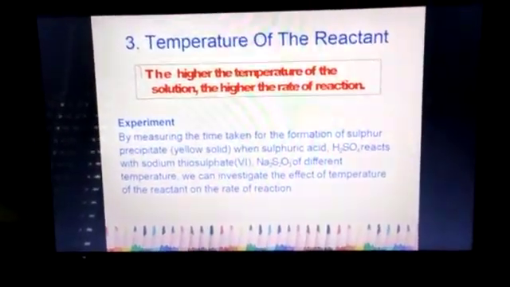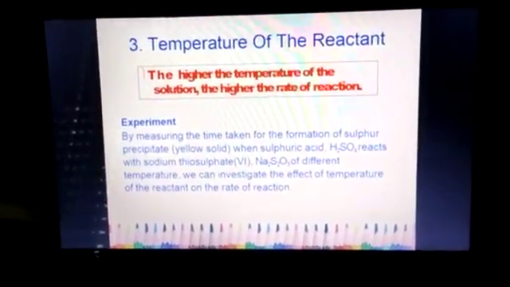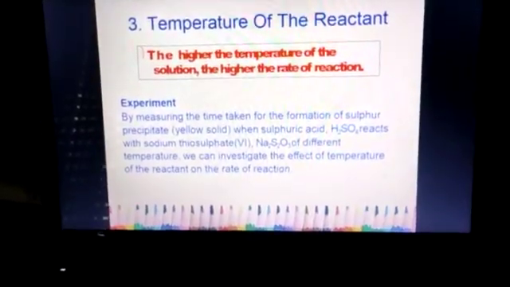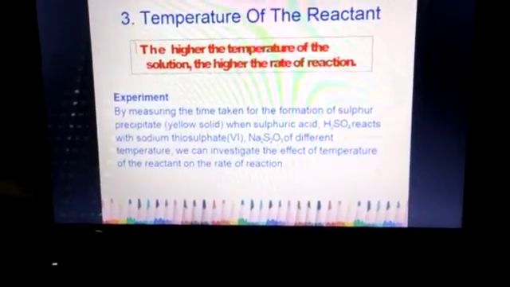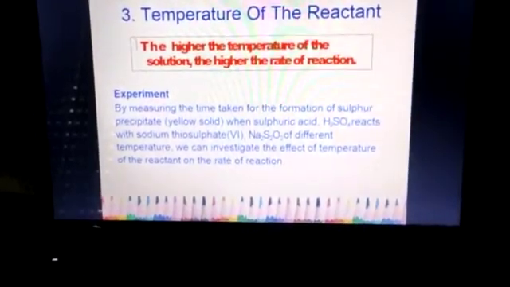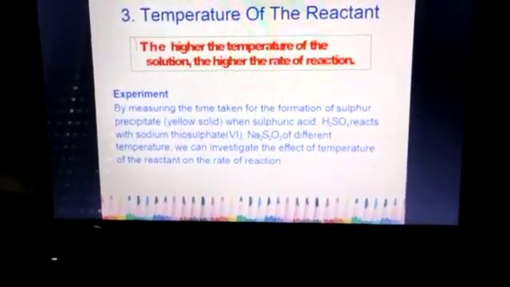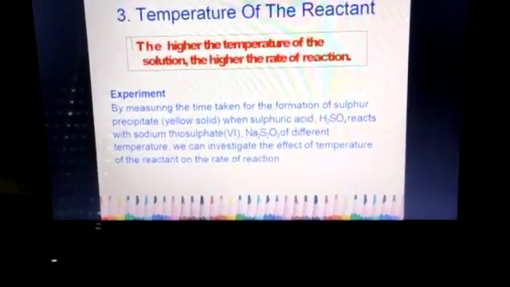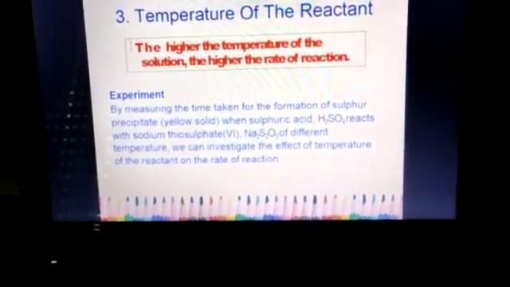Temperature of the reactant. The higher the temperature of the solution, the higher the rate of reaction. By measuring the time taken for the formation of sulfur precipitate when sulfuric acid reacts with sodium thiosulfate again, at different temperatures, the effect of temperature of the reactant on the rate of reaction can be investigated.